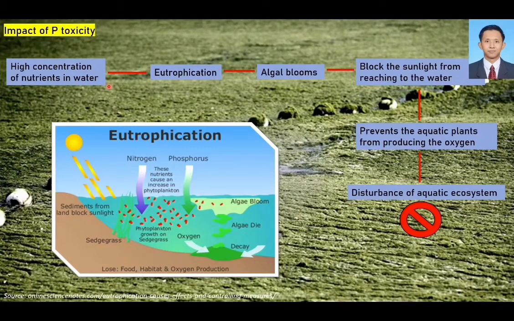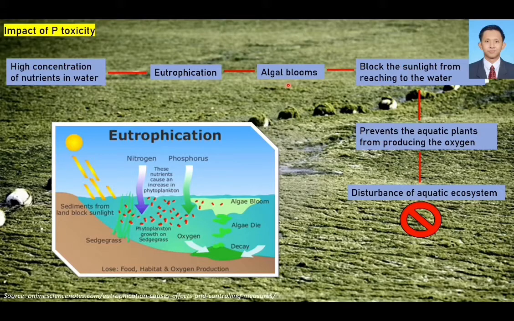So in the environment, the major impact of phosphorus toxicity is eutrophication. High concentrations of nutrients such as nitrogen and phosphorus that enter a water body are one of the main causes of this problem. This could create an event within the aquatic ecosystem which is known as algae blooms.